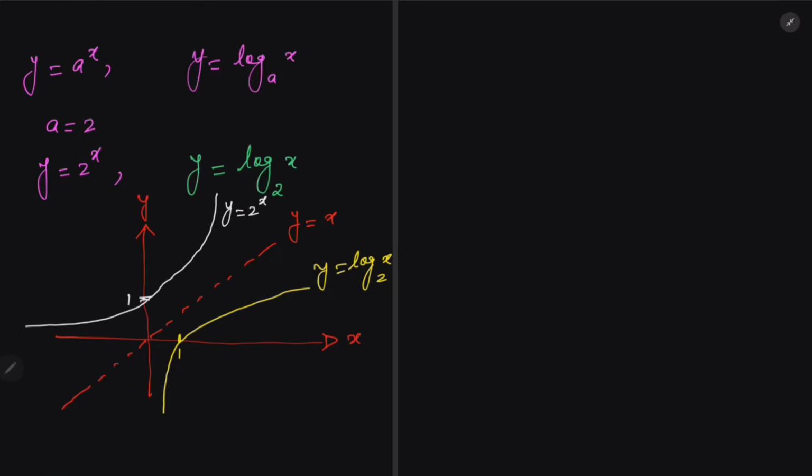There are some properties of inverse functions. a raised to power log of x with base a will be equal to x, where x should be greater than 0. This is the first property, and we already discussed that. Then we can also write log with base a of a raised to power x, that is equal to x for all x.